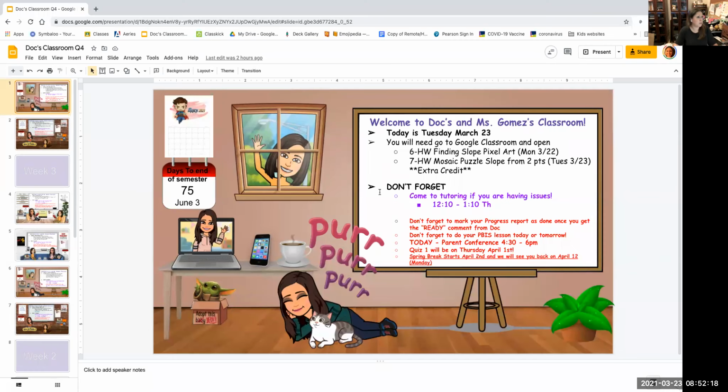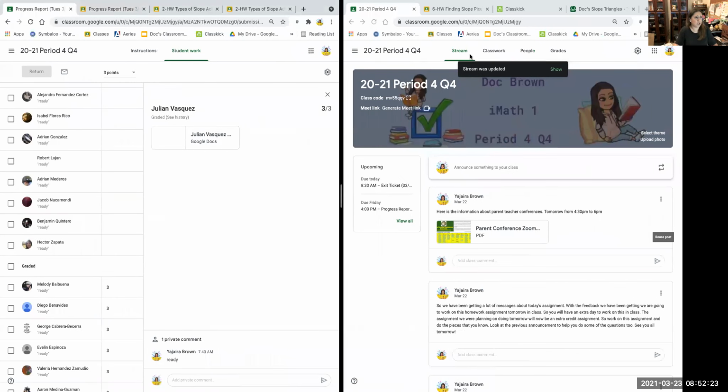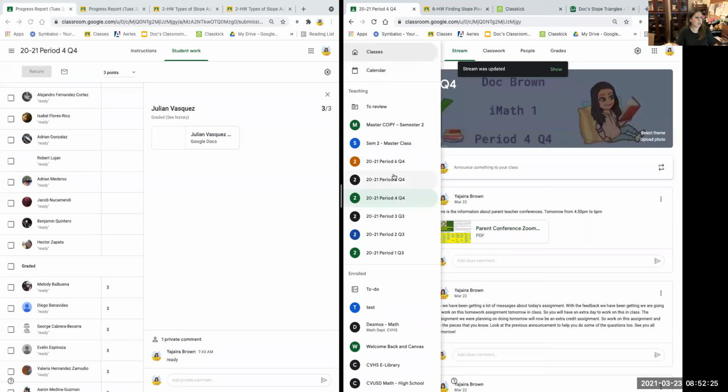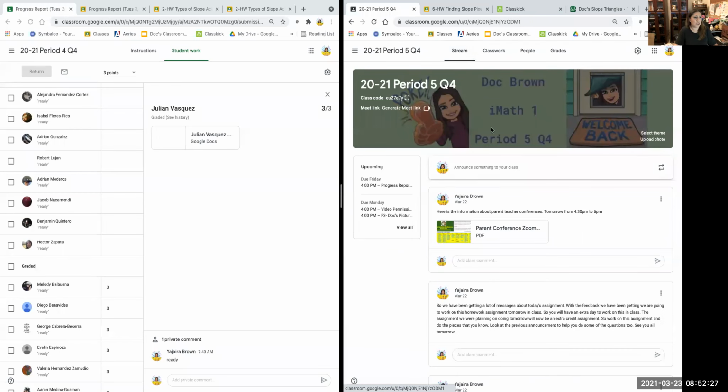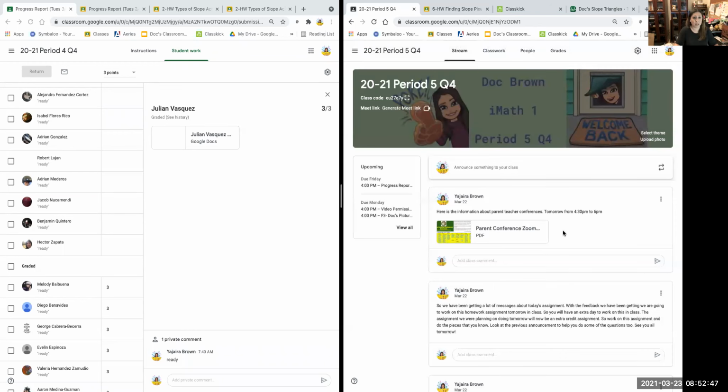And whenever it comes to turning it in, if you go to Stream, let me go into your class. Under Stream, it's going to be that very first announcement. If you click on that, it'll have every single teacher. All you have to do is click on the teacher that you want, and it'll send you to their Zoom. If for whatever reason mine doesn't work, it's the same as the tutoring link. So just click on the computer in your homeroom and it'll send you there for mine.